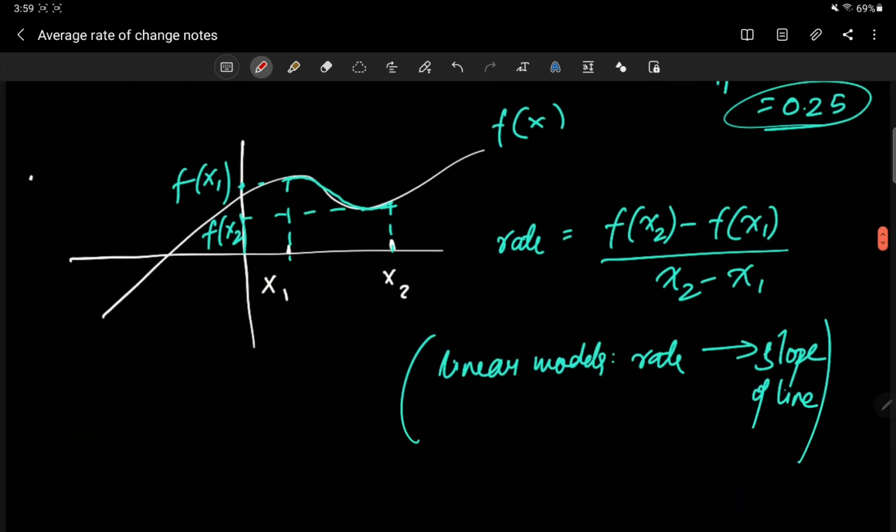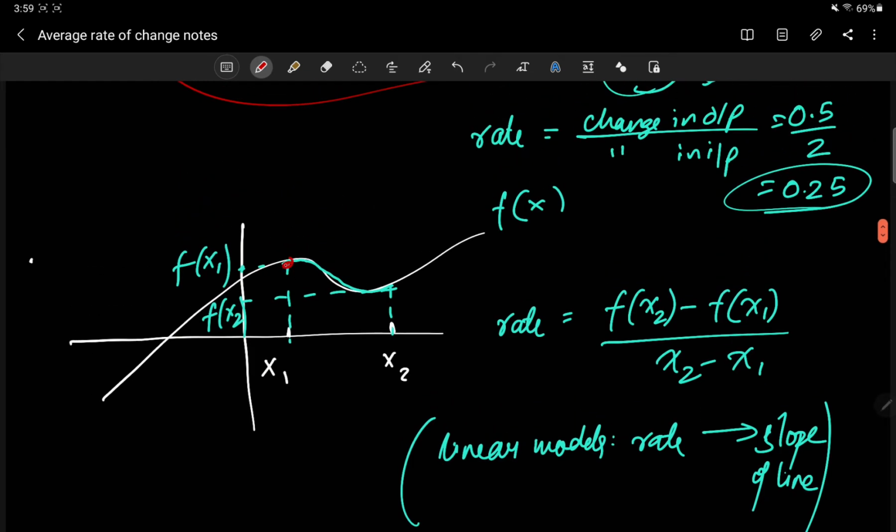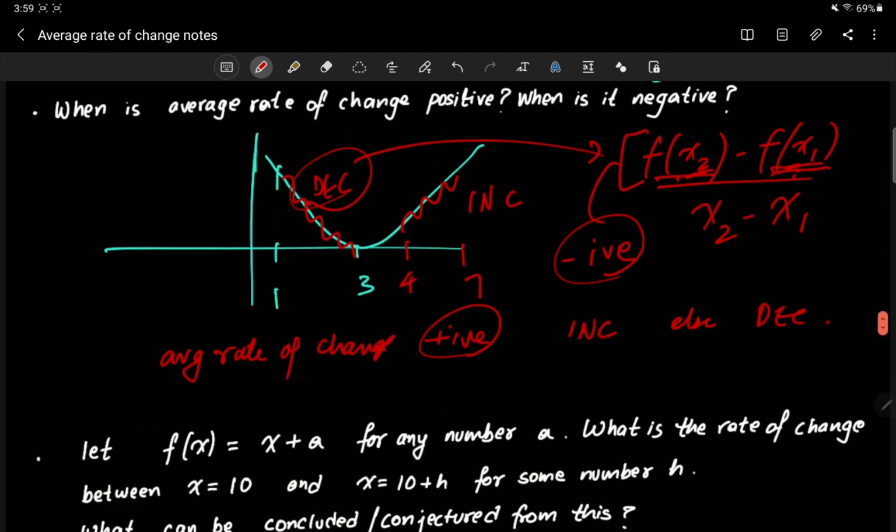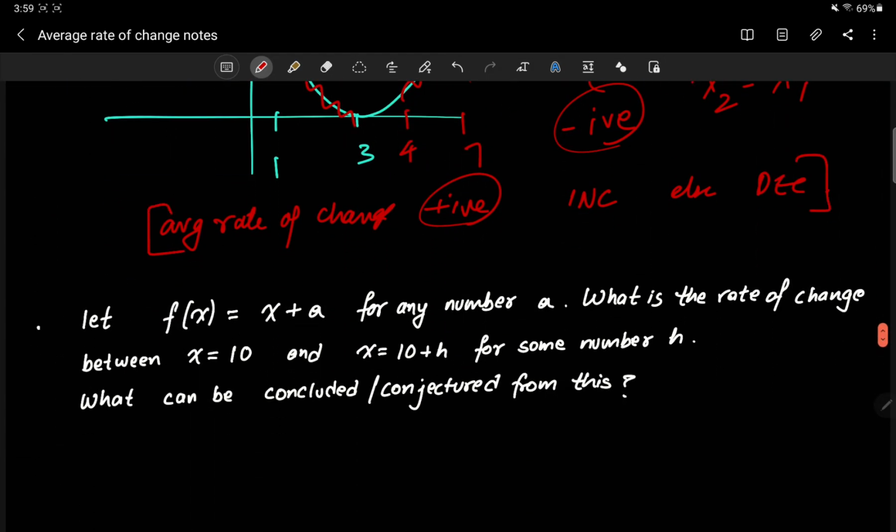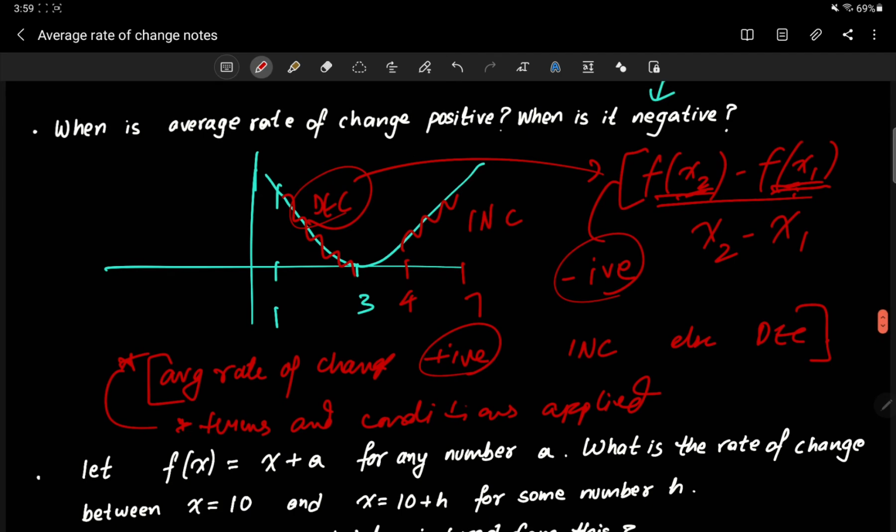However, this is not entirely true, because it may be the case that, for example, here, this is going to come out to be negative, but the function is not always decreasing between x1 and x2. It kind of decreases and then increases. So this result here is to be taken with terms and conditions applied. But the idea that I want you to take away from this is, looking at the average rate of change can tell us about the increasing or decreasing nature of a function.